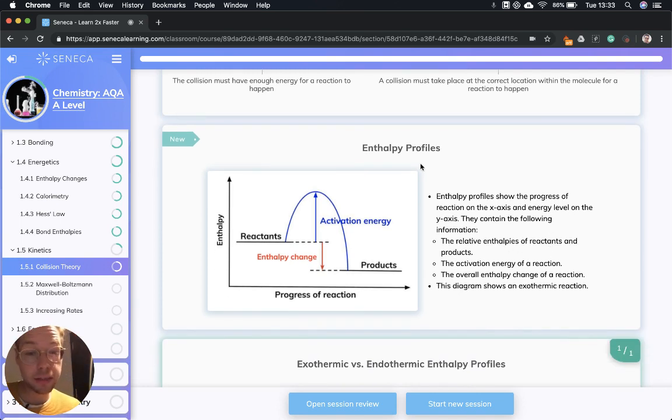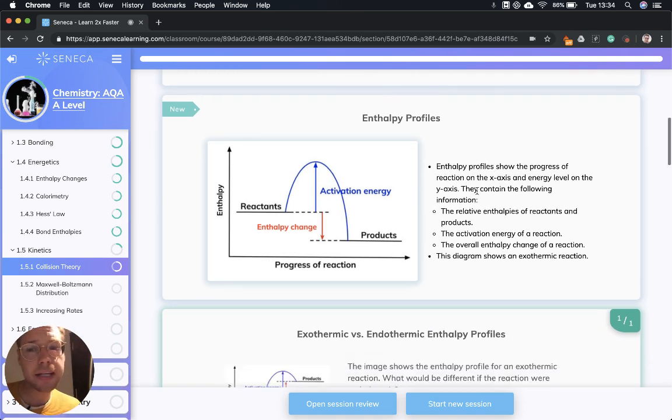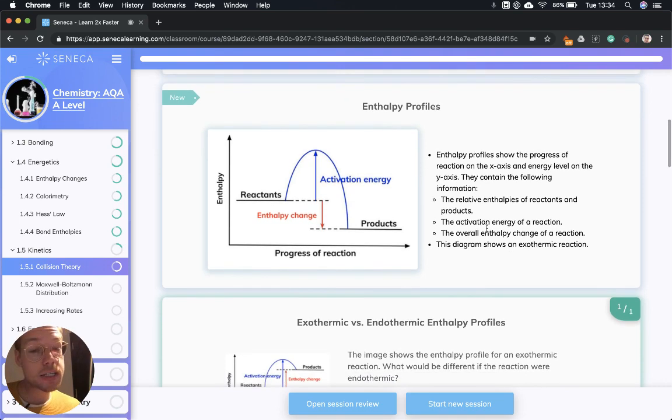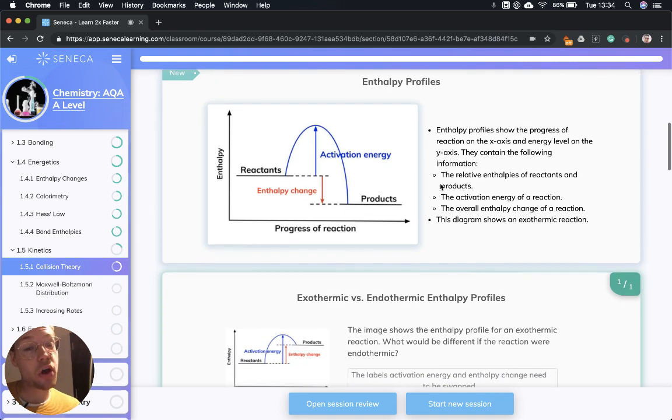Next, we're going to talk about enthalpy profiles. Now, they show the progress of a reaction on the x-axis and the energy level on the y-axis, and they contain the following information. First of all, the relative enthalpies of the reactants and products. It also shows the activation energy of a reaction and the overall enthalpy change of a reaction.